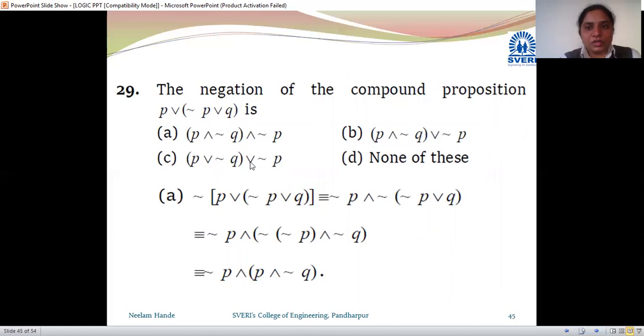We'll go to the next question. The negation of the compound proposition. One proposition is given to you. P or negation P or Q in bracket is. Negation you have to write for this statement. So negation of the given statement. Negation of, if there is or in between, negation of first and negation of second. Okay, there it becomes a negation of second statement. Okay, so and now there is or in between.